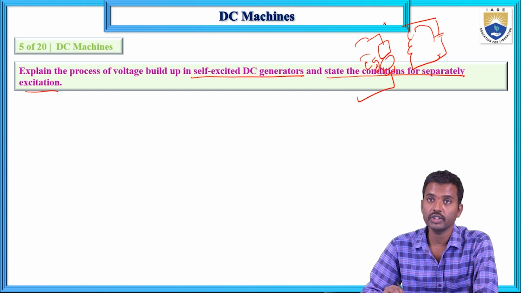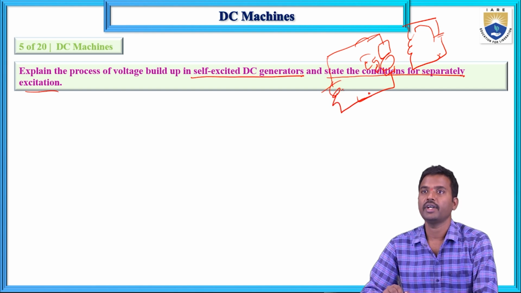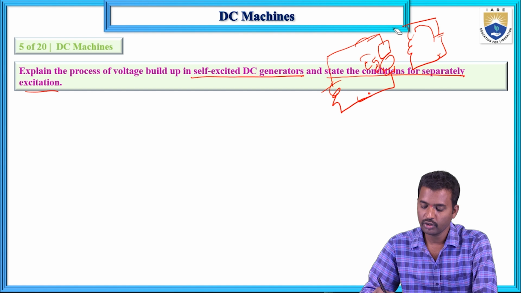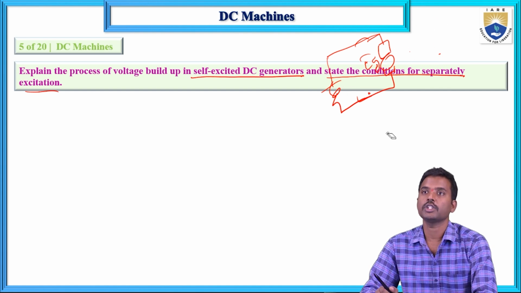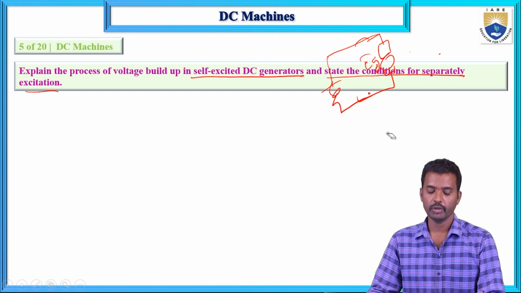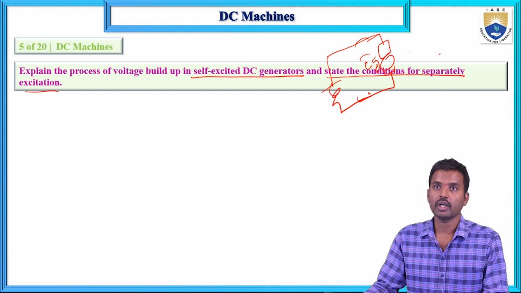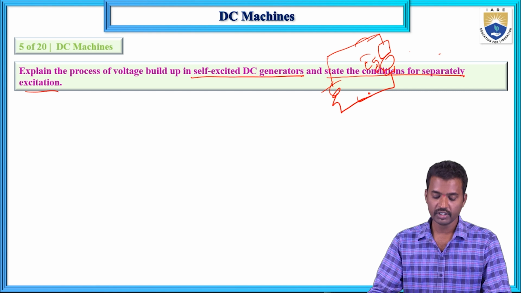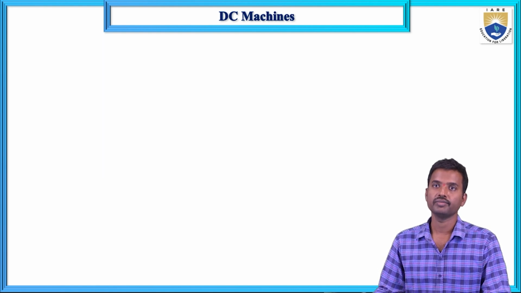But in the case of the self-excited, it is because of residual magnetism. This is the field winding. Because of that residual magnetism, that flux cuts the armature conductor and induced EMF will be developed in the armature conductor. So that is the self-excited voltage build-up process.